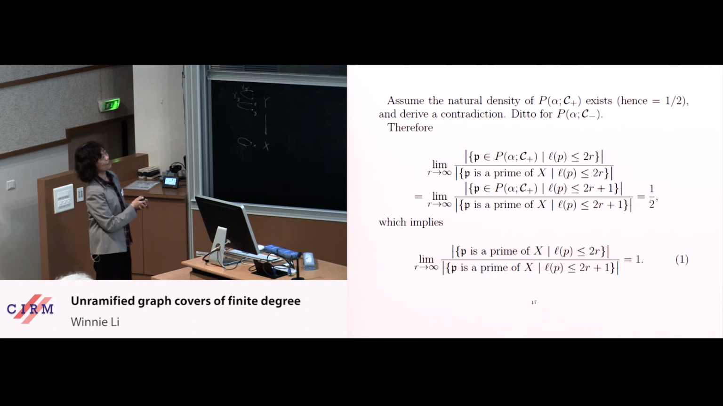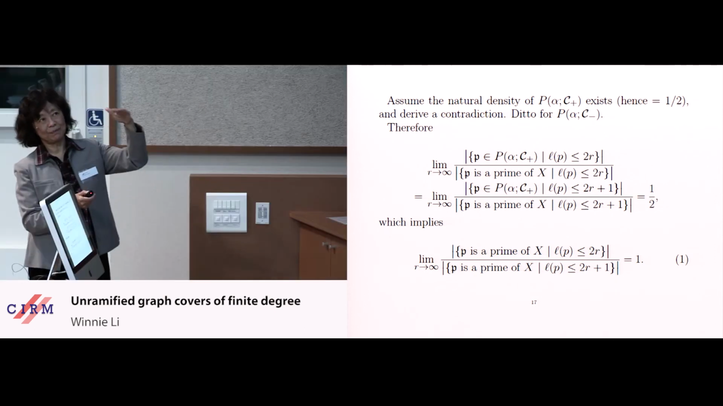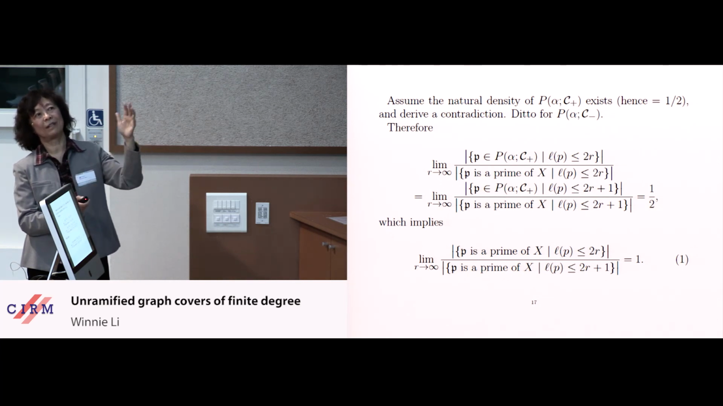So I consider the natural density. I consider the number of primes falling in the first class with length bounded by the even length 2r, over the number of all the primes of length bounded by 2r. This limit should be 1/2. And I consider the same thing, but now the cutting length is odd, 2r plus 1. That subsequence also has the same limit, 1/2.